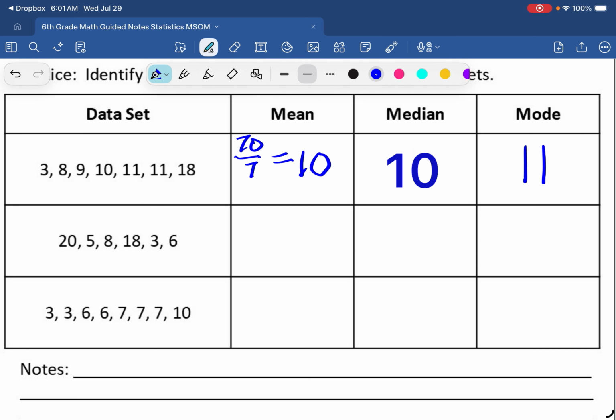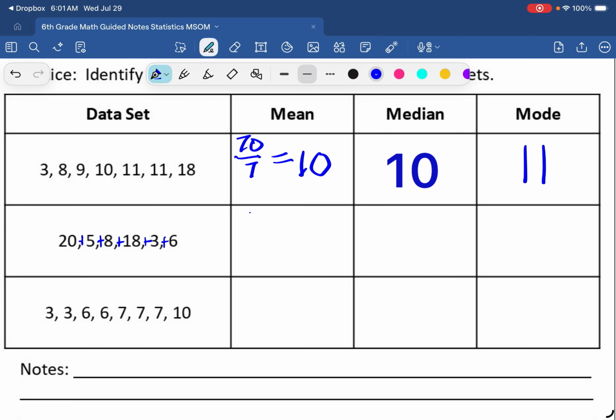All right, let's look at my mean of the next data set. So I need to sum up all the data points. 20 plus 5 plus 8 plus 18 plus 3 plus 6. If I sum those all up, that gives me 60. And there are 1, 2, 3, 4, 5, 6 data points. So I'm going to divide by 6. And it looks like my mean in this one is also 10.